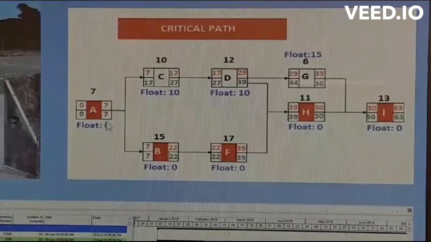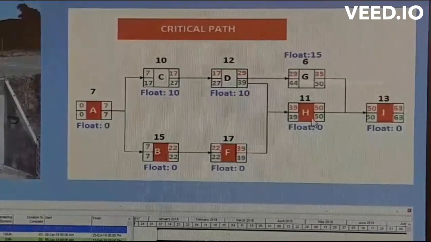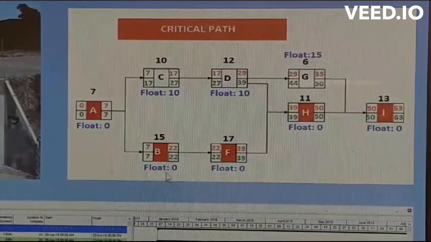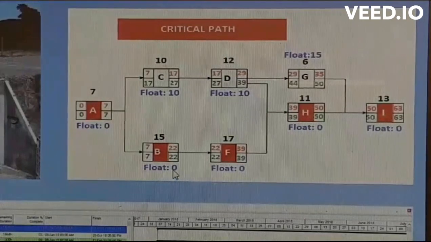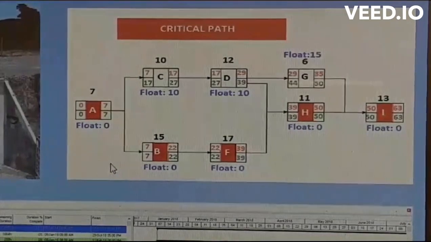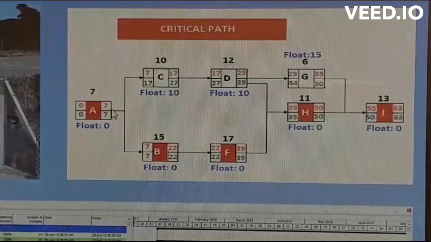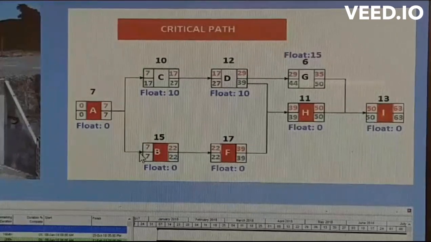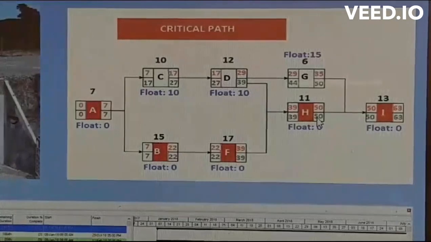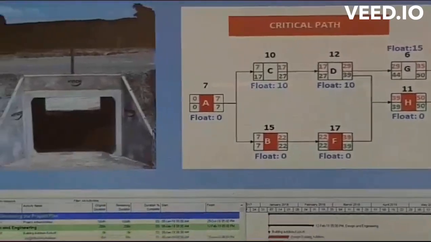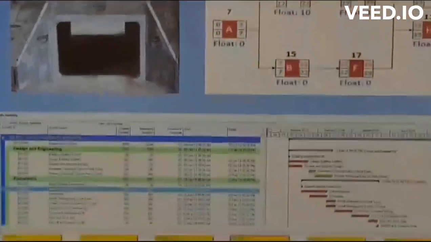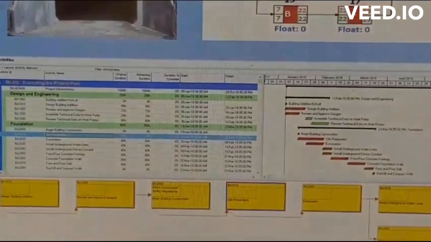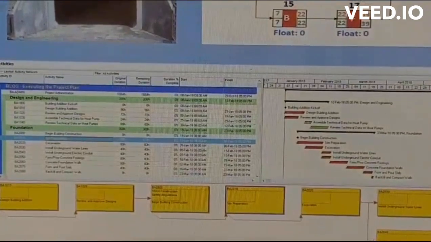The critical path is A, B, F, H, I. Also the float is mentioned below the critical activities. Float is 0. Sometimes they indicate the critical path by a red line or red arrow connecting the critical activities. You can see that in the network diagram also. Thank you.